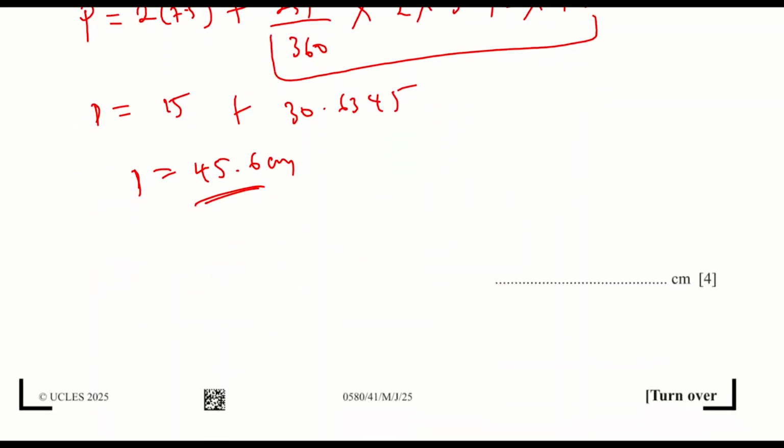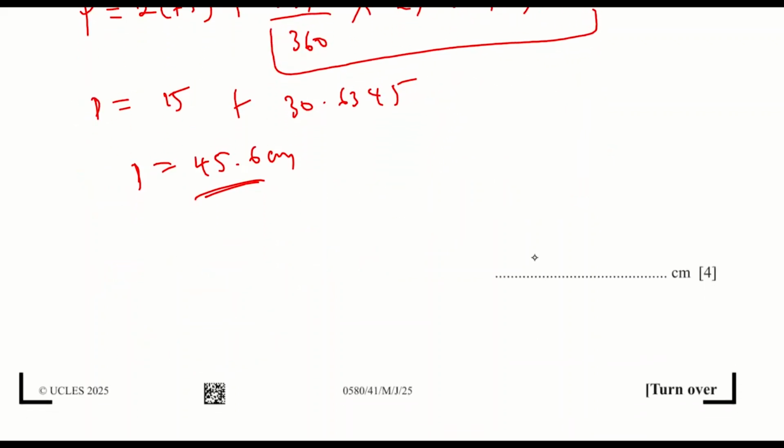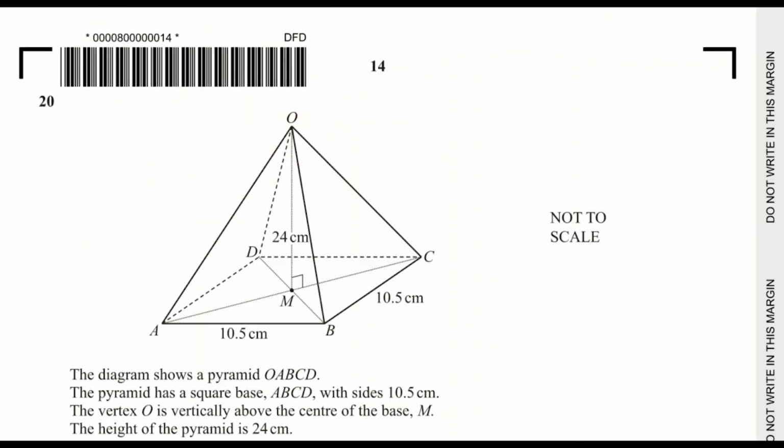So I'll scroll down. Let's put the final answer here, 45.6 centimeters. Let's go to the next question. That will be question 20.